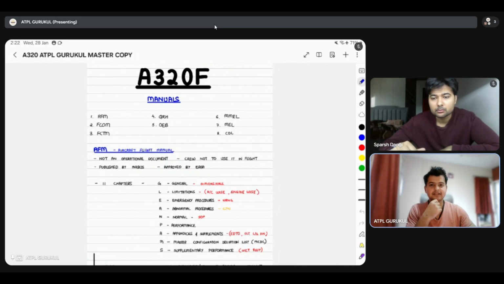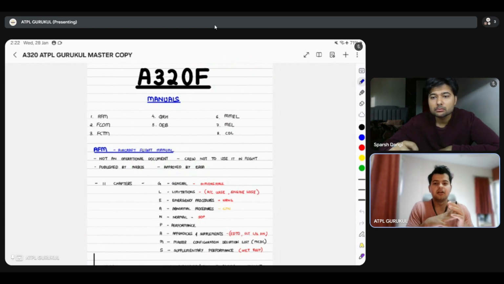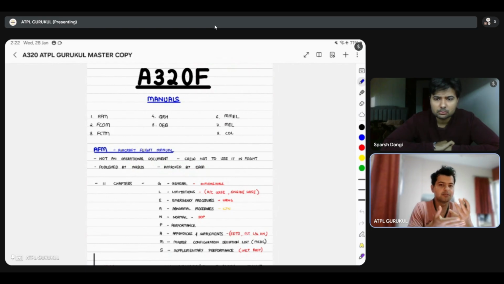So let's start. Last class we went through how to read the FCOM. That's what we studied basically. Today is ideally the first class of your entire studies. Welcome to the first class and let's start here.